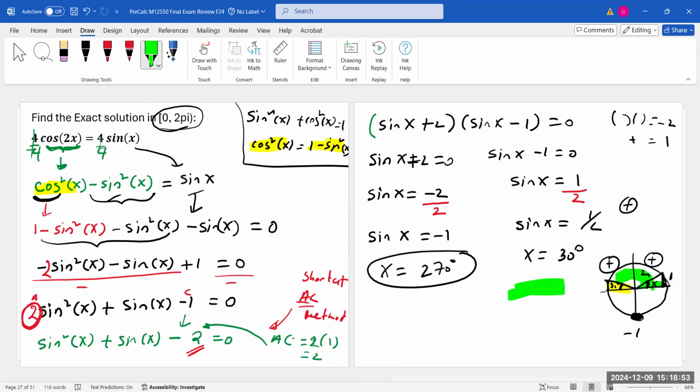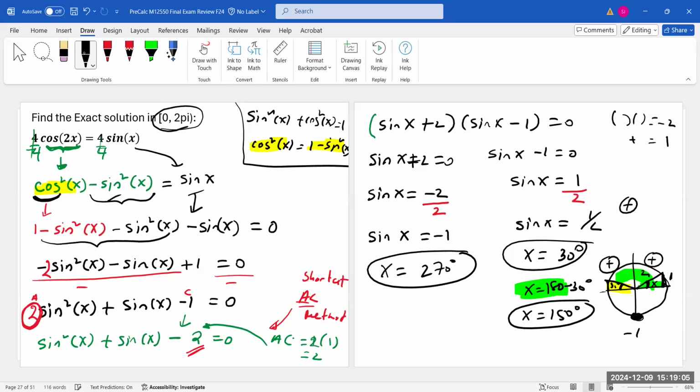So the big one is 180 minus 30 degrees. That gives us 150 degrees. And that's how we have three solutions. Two are positive, from the first and second quadrant. And another one is y is -1. Y is -1 at 270 degrees. So we have a total of three solutions.